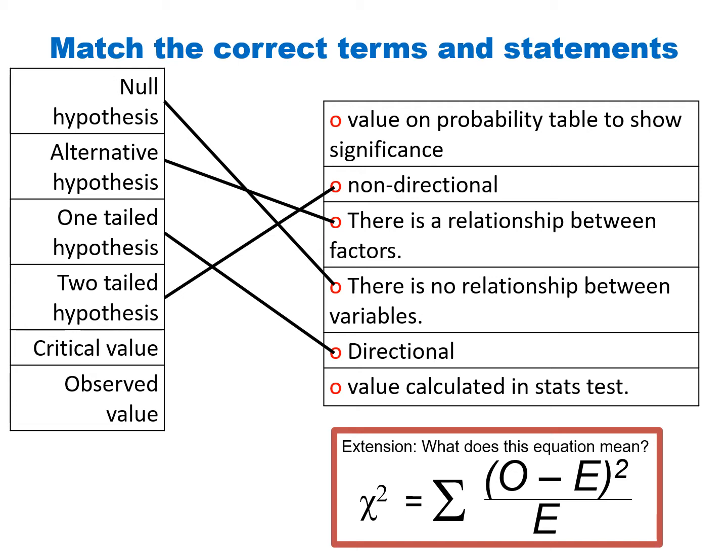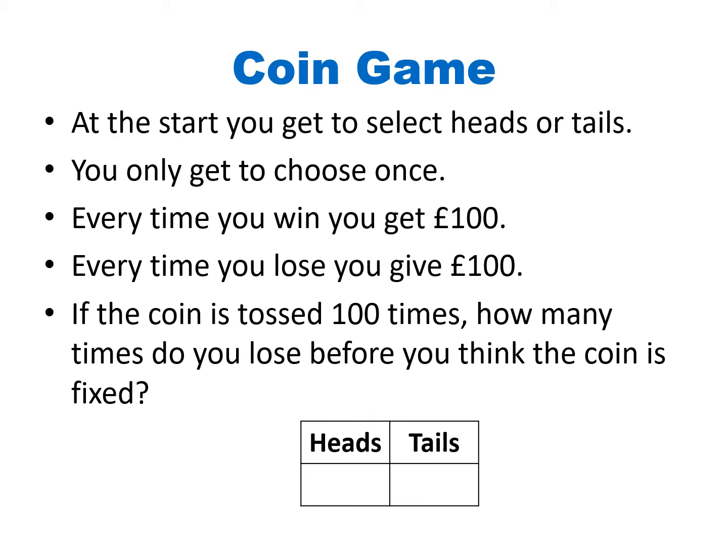The next two terms will come up quite often during the rest of the presentation, so make sure you're familiar with them. The critical value is the value on what's called a probability table, and it's essentially the value that you determine the level of significance at. Again, that'll make more sense as you go through. The observed value simply refers to the value that you calculate in your statistical test. A little extension task is at the bottom and simply asks you what that equation is, and that is the equation to calculate chi-squared.